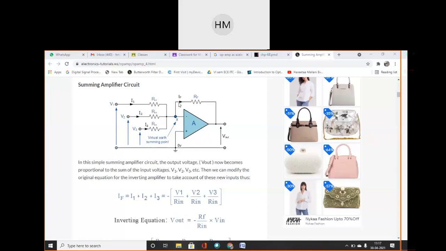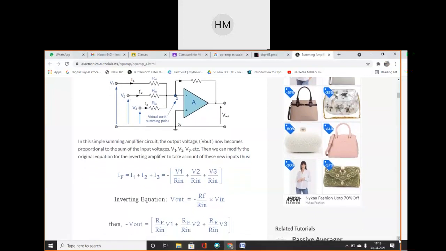So IF is this point. At IF, what is happening? All these currents are coming inside. So IF is equal to I1 plus I2 plus I3. What are I1, I2, I3? I1 is V1 upon Rn, V2 upon Rn, V3 upon Rn, which are written over here. So in this equation there is a minus, because all the inputs are applied at the inverting terminal. Clear, students? Any doubt you want to ask?